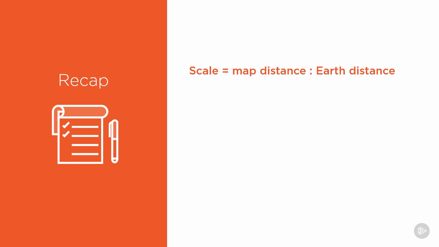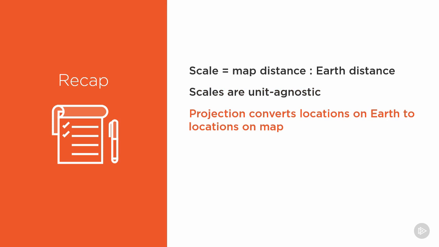Scale is the ratio of the distance on a map to the physical distance on the Earth. Scales are unit agnostic. A scale of 1 to 10 can be read as 1 inch on the map equals 10 inches on the Earth, or 1 meter on the map equals 10 meters on the Earth, or any other length unit you want to use. A projection is a mathematical method for converting locations on the Earth to locations on the map.